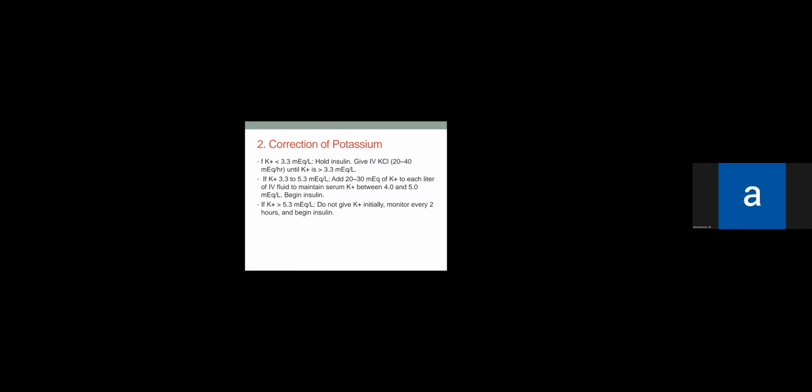If serum potassium is between 3.3 to 5.2, we will add 20 to 30 milliequivalent of potassium chloride to every liter of infusing intravenous fluid to safely target a stable potassium range between 4.5 to 5 milliequivalent per liter. If serum potassium is above 5.2, we will hold active potassium replacement and re-evaluate laboratory serum levels closely every 2 hours.